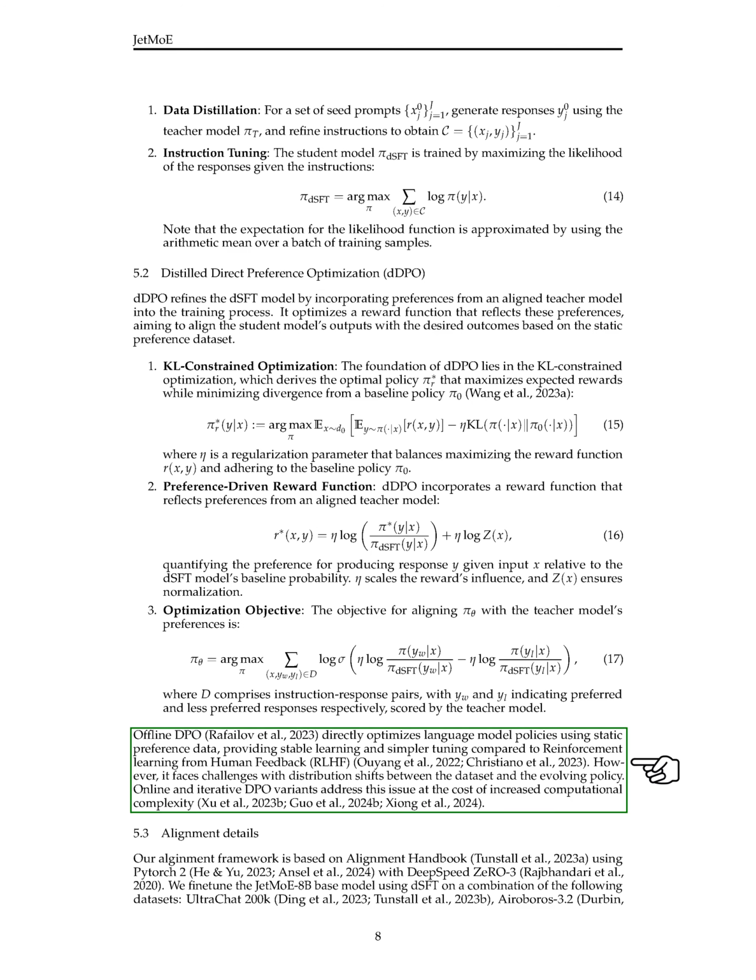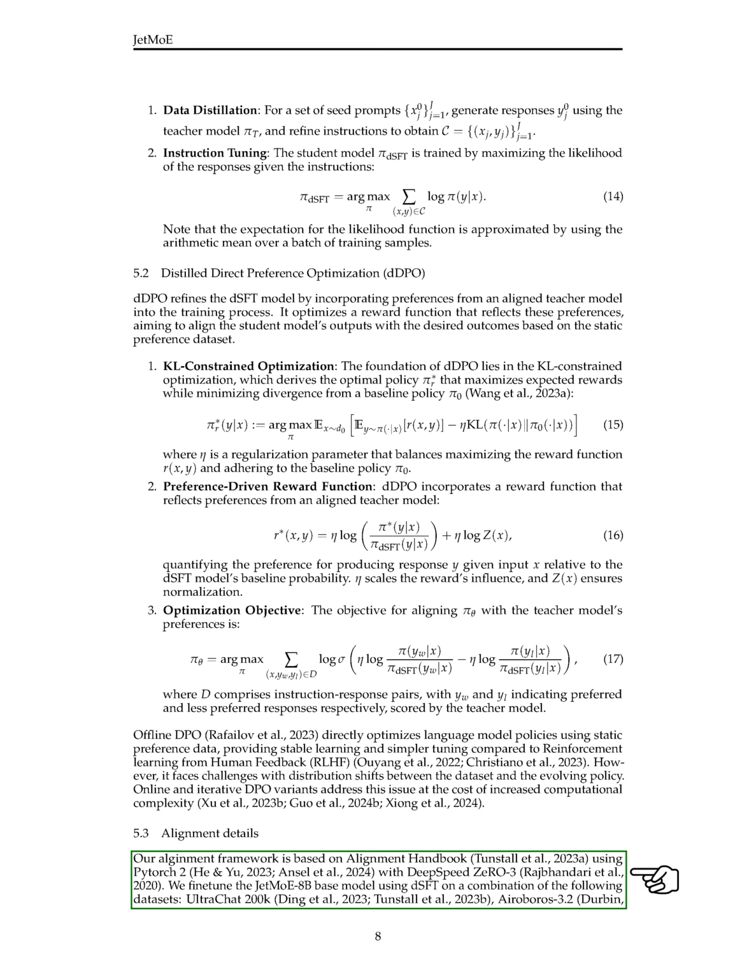Offline DPO optimizes language model policies using static preference data, offering stable learning compared to reinforcement learning from human feedback, RLHF. However, it faces challenges with distribution shifts between the dataset and the evolving policy. Online and iterative DPO variants address this issue but come with increased computational complexity.